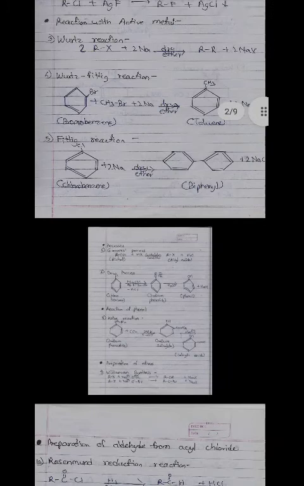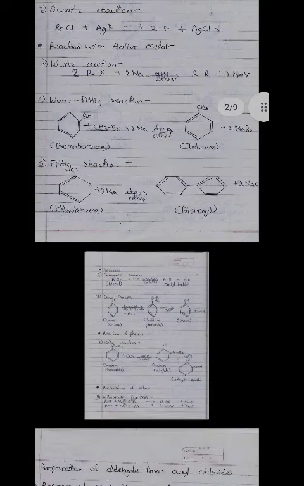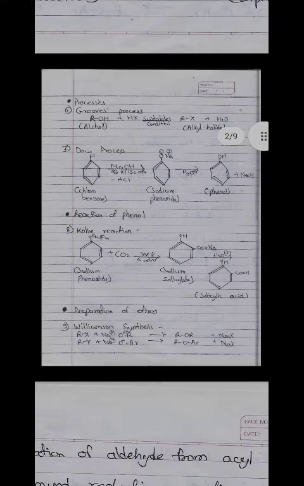So fifth is Wurtz, no, fifth is the Fittig reaction. In this reaction, chlorobenzene plus 2 sodium atoms in the presence of dry ether forms biphenyl. So here are two phenyls, so we are calling it biphenyl, plus 2NaCl.